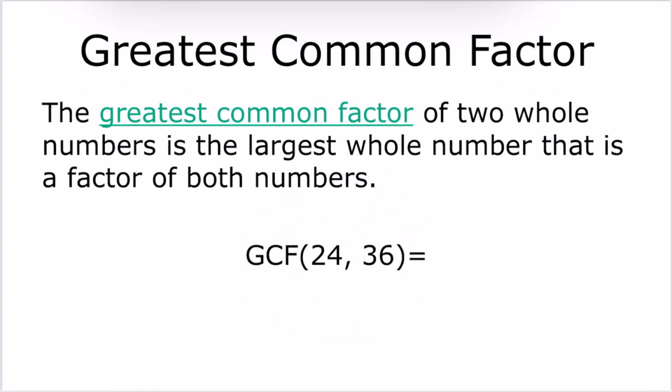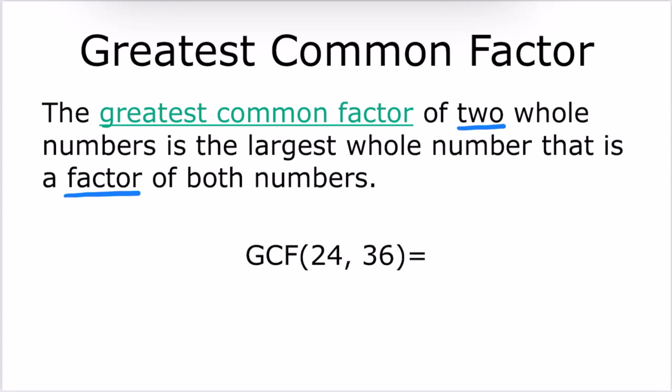So the greatest common factor of two whole numbers is the largest whole number that is a factor of both numbers. Remember, a factor is basically a number that the number can be divided by evenly. Or in other words, it's one of the things that can be multiplied together to get the number you're looking at.